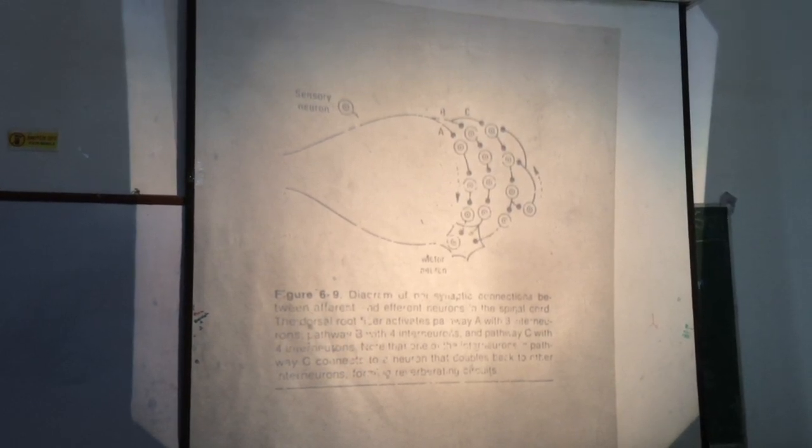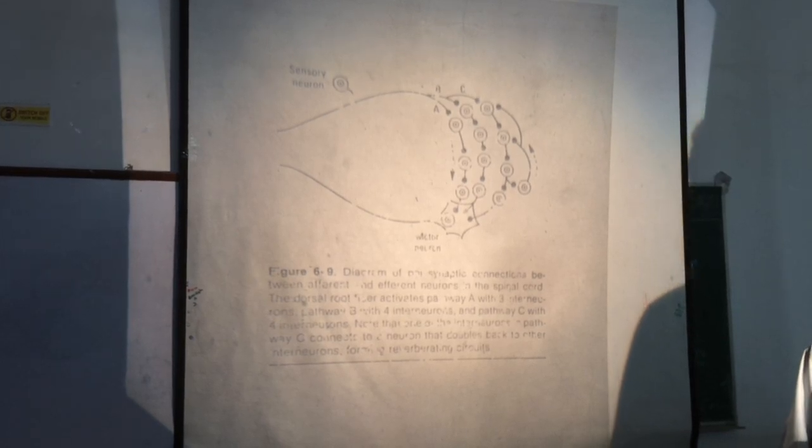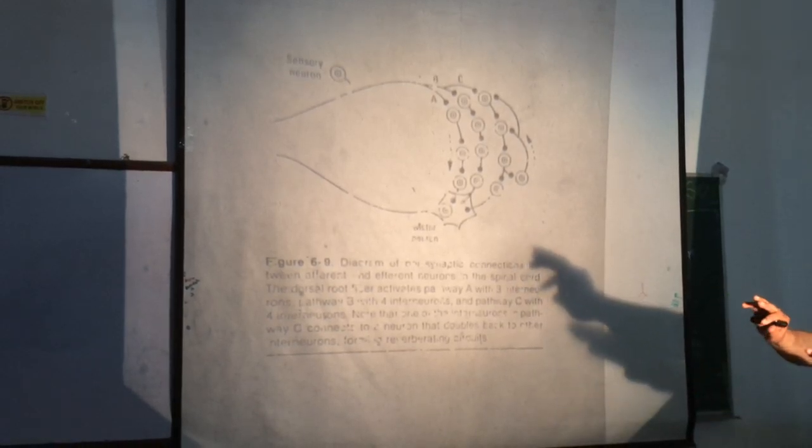What is after discharge? After discharge is that discharge of impulses from the postsynaptic neuron continues even after the stoppage of the stimulus. So you stop stimulation, and discharge of impulses from the postsynaptic neuron, or motor neuron, continues.